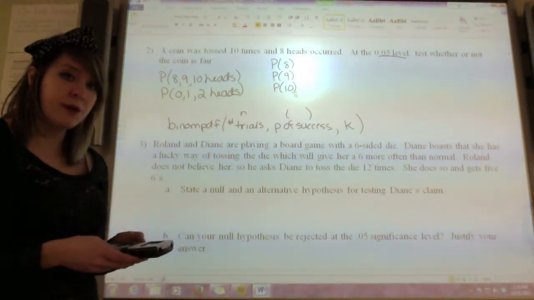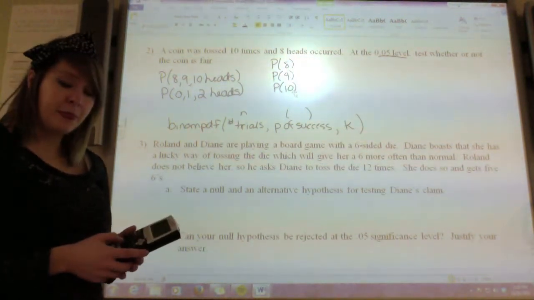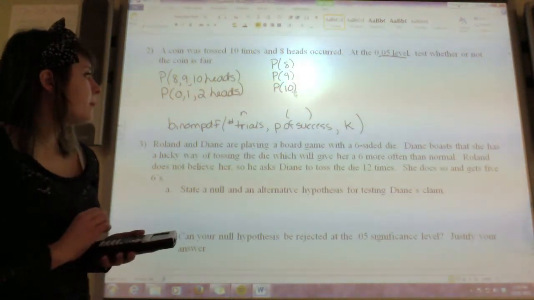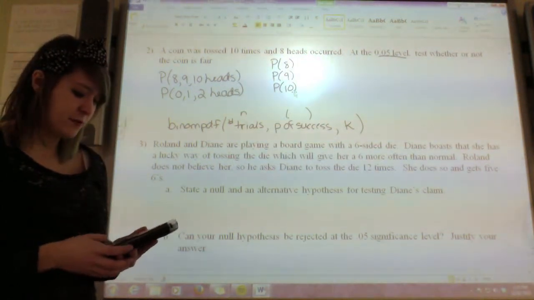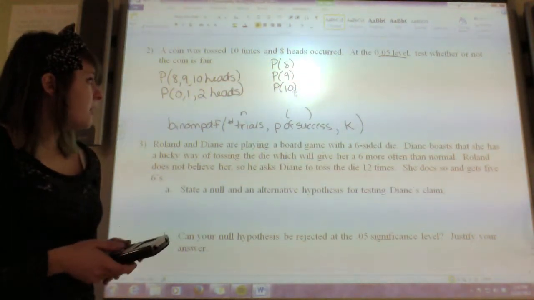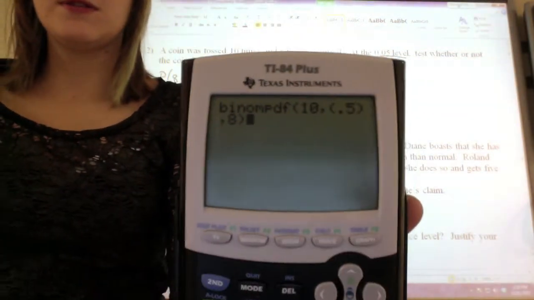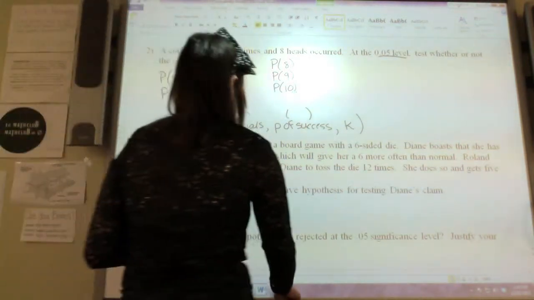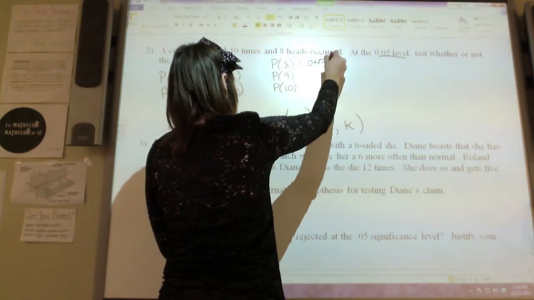So I'm going to go to my binomial PDF. It asks me for my number of trials first, so I'm going to type in a 10, and then hit the comma button. Then in parentheses, I'm going to put the probability of success, which they told me to assume is 0.5. Then I'm going to put another comma. And then my k value: if I'm looking for 8 heads occurring, then I'll put in an 8. This is what it should look like. Then you hit enter, and it'll give you that probability. So this is going to be 0.0439.